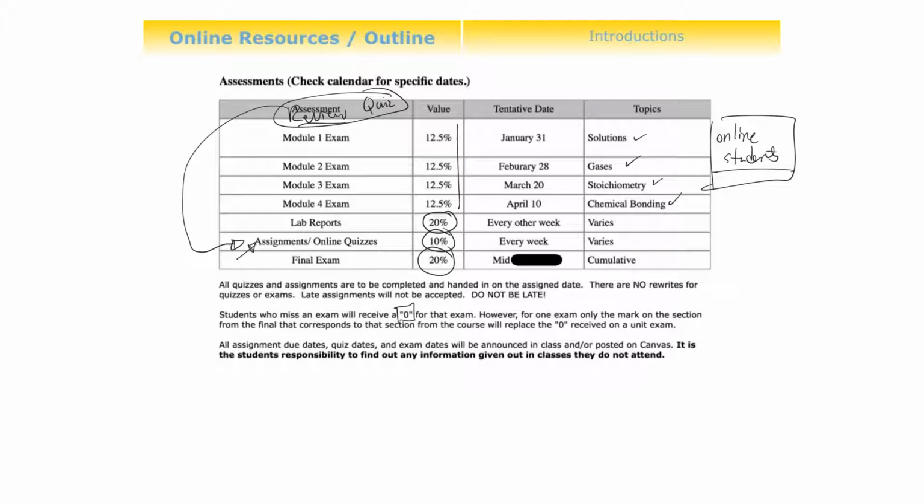So if you do better on a particular section on the final than you did during the year on one of these 4 exams, then I'll replace the mark that you get on one of those exams with whatever you got on that section in the final exam. So if you get a 0 on the gases section, for example, but then on the final maybe you get 60%, then the 0 goes away and I'll call it 60%. So it's as if you didn't miss the exam.